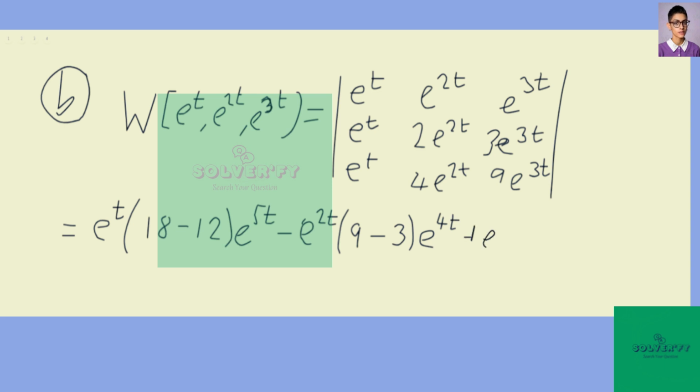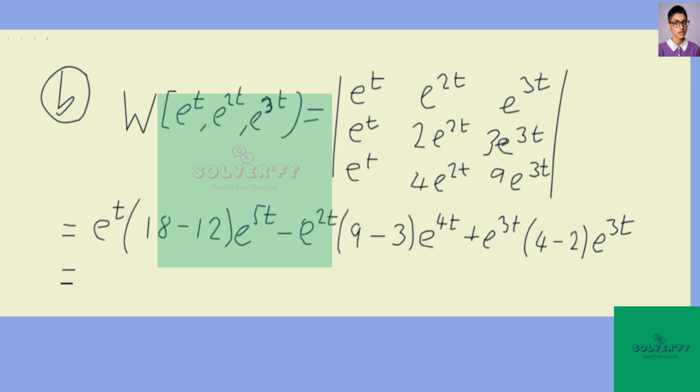plus e to the 3t, which is the top right element, and the bottom left 2 by 2 matrix. The determinant of that is 1 by 4 is 4, minus 1 by 2 is 2, times e to the t times e to the 2t, which is e to the 3t.